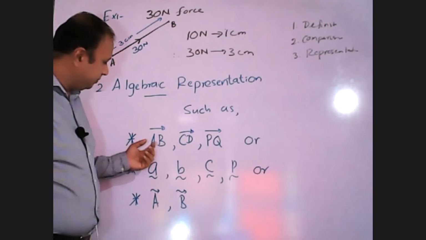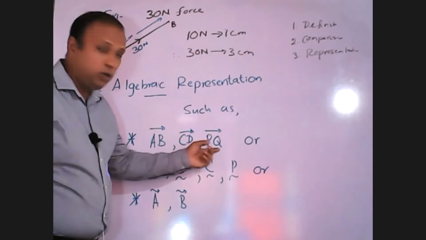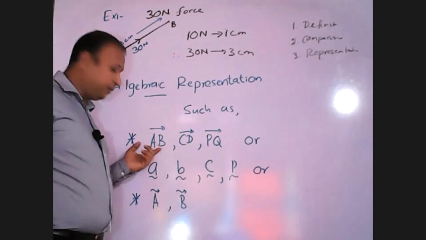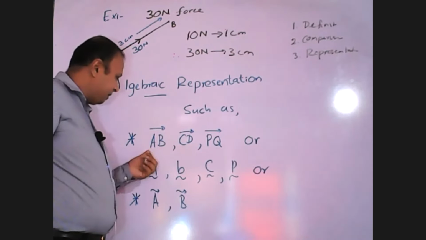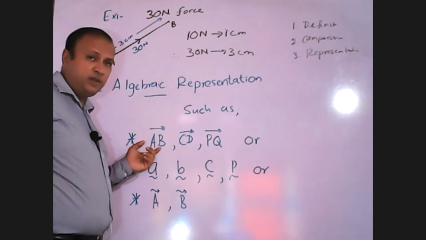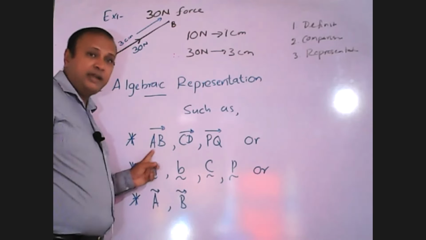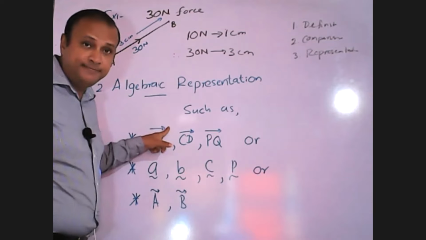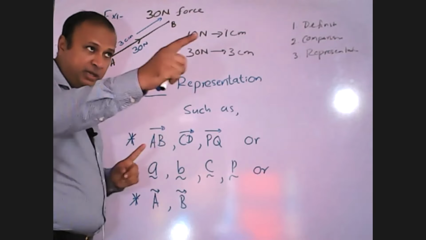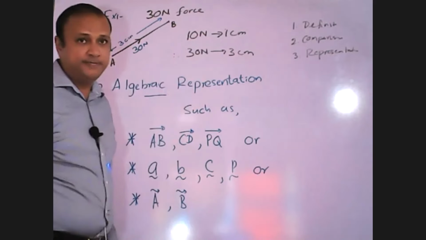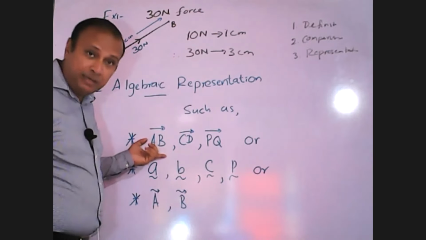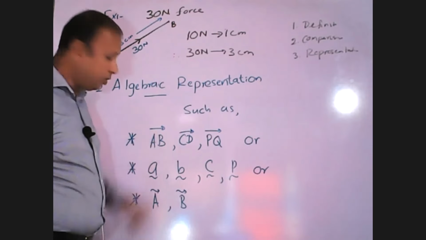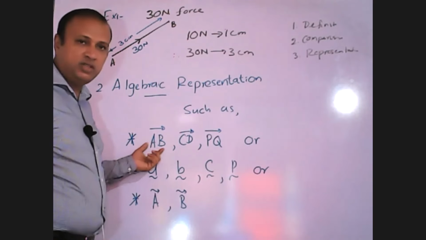Otherwise we can use this one: A to B, C to D, P to Q. From this notation, it is very clear the starting point and the end point of the vector, and the direction of the vector. From the starting point and the end point, we can measure the length of the vector. So I can get the magnitude of the vector, and the direction is mentioned. So this one is very clear.